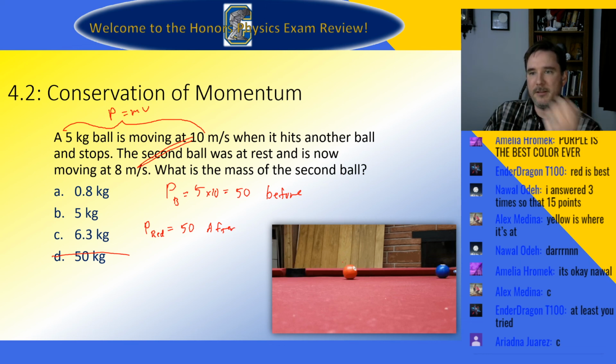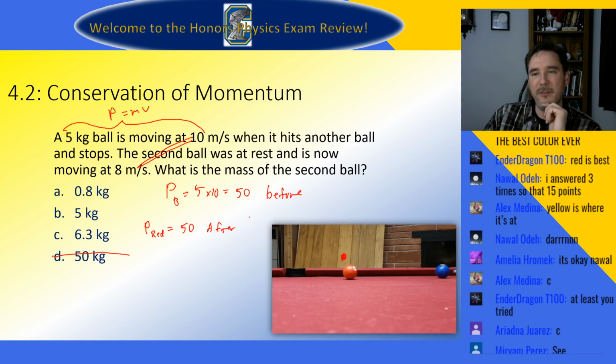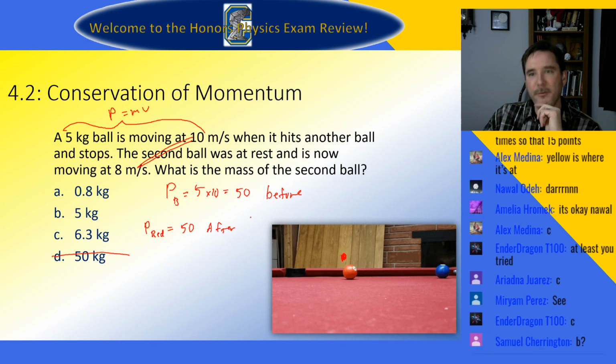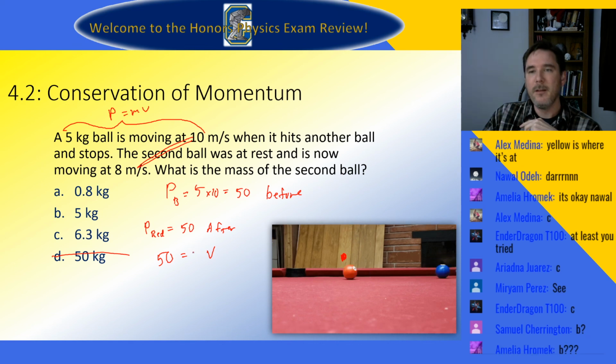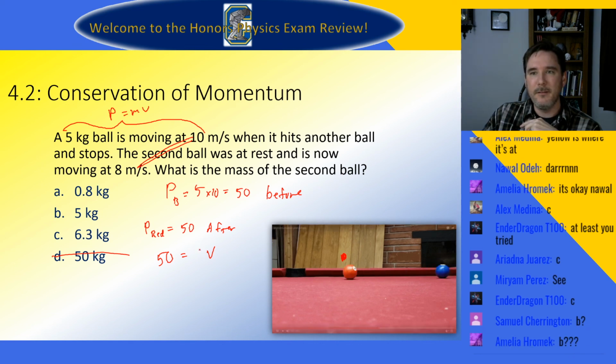Look at that. It's just sitting there minding its own business. And there comes the blue ball, and the blue ball just gives it 50 kilogram meters per second of momentum. Yeah, so, all right, you're way ahead of me. So once again, if 50 is mass times velocity, and we know that the mass is going to be, what is that? Oh no, we don't know mass. My fault.